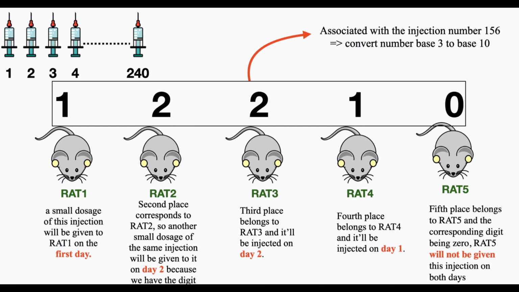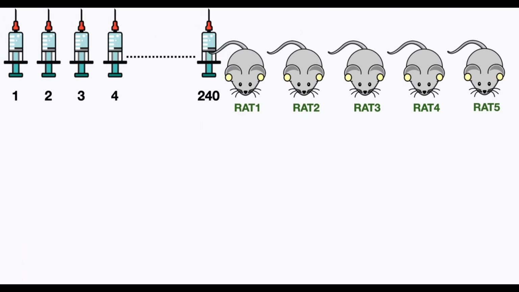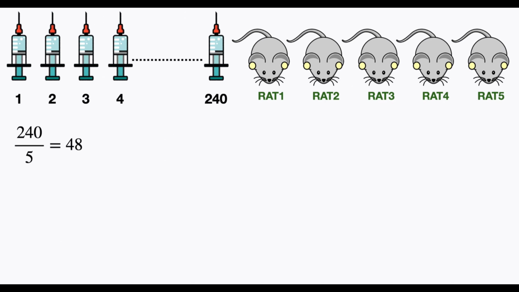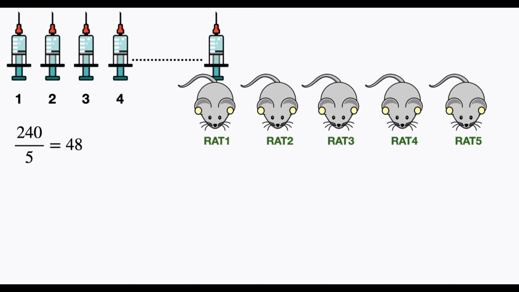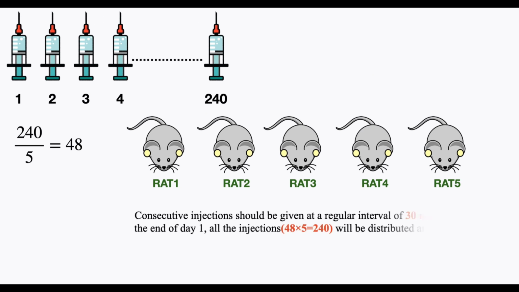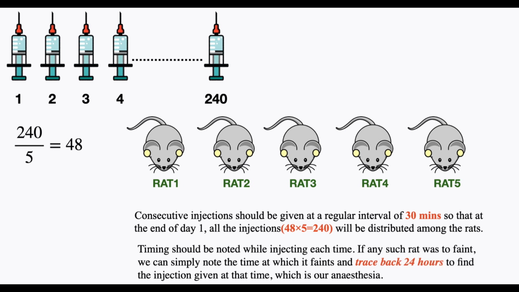Apart from the method which I have explained now, there is another way of arriving at the solution. Split the 240 injections among 5 rats and inject each of them with 48 unique dosages. Consecutive injections should be given at a regular interval of 30 minutes so that at the end of day 1, all the injections, that is 48 times 5, which is equal to 240, will be distributed among the rats. Timing should be noted while injecting each time. If any rat was to faint, we can simply note the time at which it faints and trace back 24 hours to find the injection given at that time, which is our anesthesia.